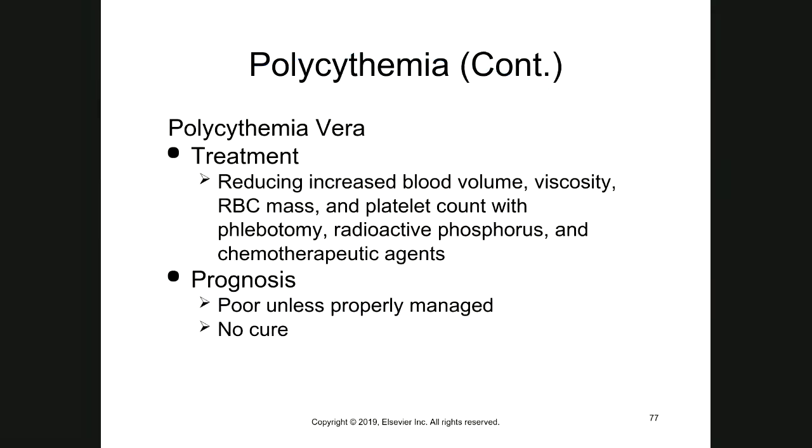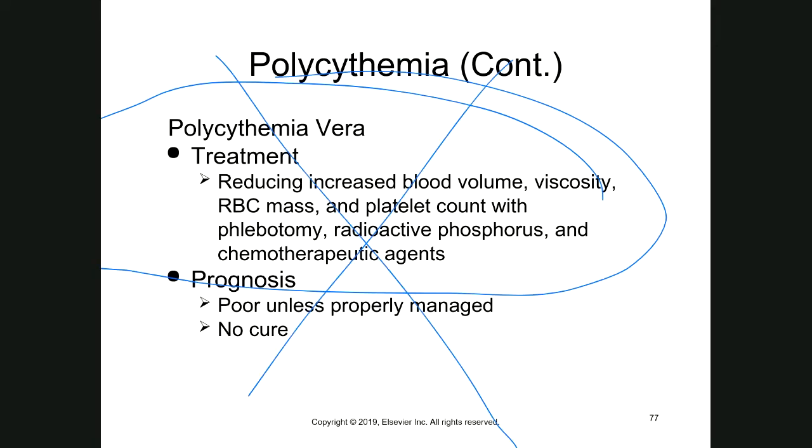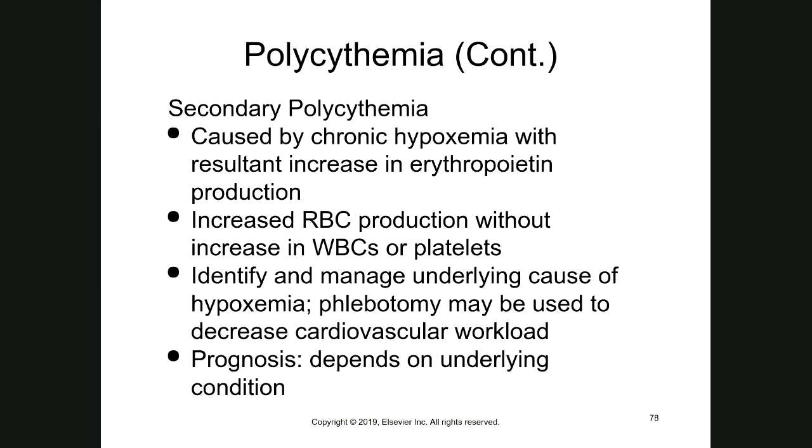The treatment, you have it over there, but I will not go with this. Reducing the increased blood volume, decreasing the viscosity, the red blood mass, and so on. Platelet count with phlebotomy, meaning that this person needs to give blood now and then, but I will not go with that. We have the secondary polycythemia. This is the one that I am referring to. And this is a person with increased erythropoietin, and the reason for that is chronic hypoxemia.